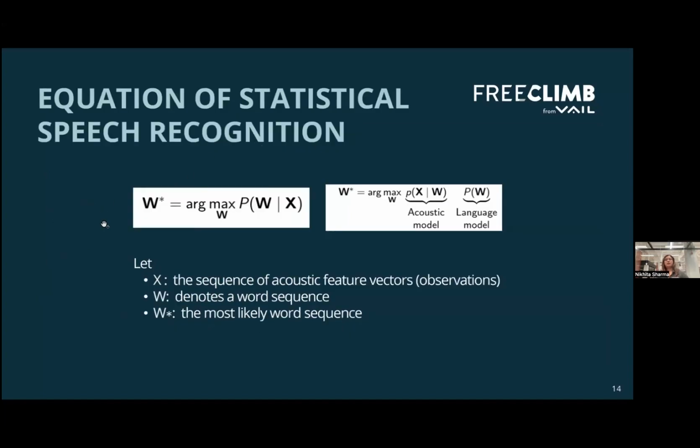Essentially, the goal here is to predict the most likely words spoken given a set of features. You can write this as the probability of the words being spoken given certain features X. If you apply Bayes' theorem to this, it can be written as the probability of the features given the words times the probability of the words. The first part forms the acoustic model, and the second part forms the language model. We'll look at more details about what these different parts are.